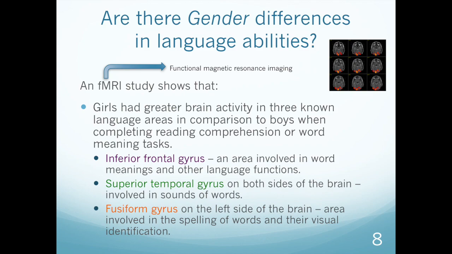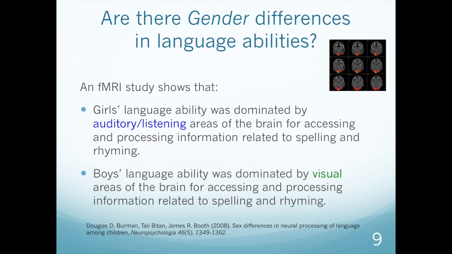So in the area of reading comprehension or word meaning, the activity was noted in 3 areas of the brain, and these areas are the following: the inferior frontal gyrus, which is an area involved in word meanings and other language functions; the superior temporal gyrus on both sides of the brain, which is involved in sounds of words; and the fusiform gyrus on the left side of the brain, which is an area involved in the spelling of words and their visual identification. We continue now with slide 9.